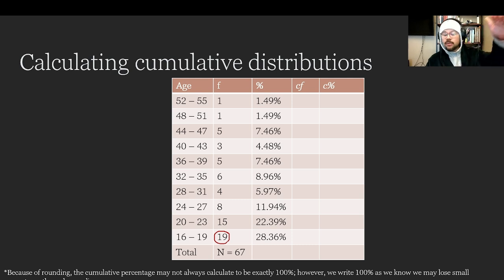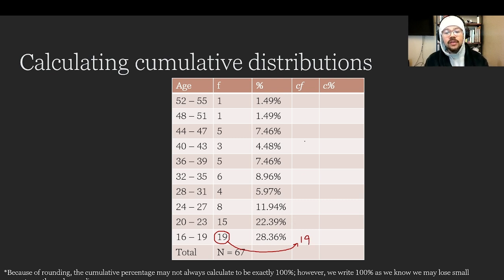When I say bottommost, regardless of whichever way you've organized your data, whether it's ordinal or interval ratio, whether you've gone from a top-down approach or a bottom-up approach, the bottommost row is the row that you start with. All right. So in this case, the frequency for that row is 19. We're going to carry that right over into this empty column here. We're just going to write 19.